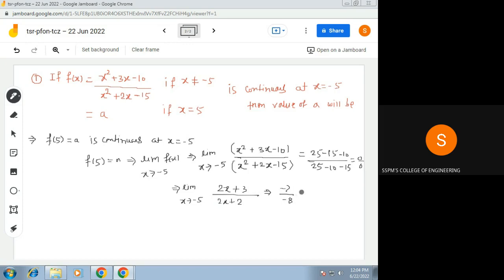It is 7 by 8. 7 by 8 is the value of the function as x tends to minus pi, and that is equal to a. So a is equal to 7 by 8. The value of the constant is 7 by 8. So f of pi is a, and this implies the limit of the function of x as x tends to minus pi is 7 by 8. So the value of the constant is 7 by 8.